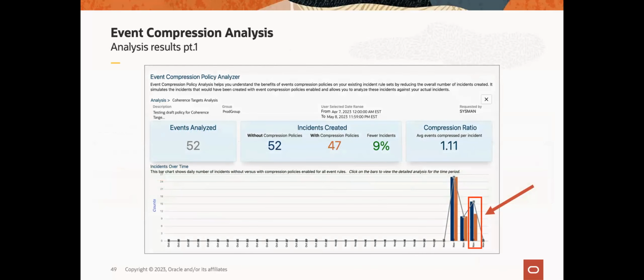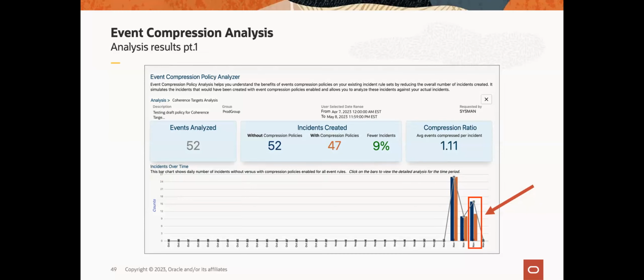And now here's the analysis. From here, you can view how enabling event compression policies would have affected the number of incidents created for the selected time period for the coherence cluster target and its members. The top part of the screen provides a summary of the simulated compression, while the bottom graph provides further visualization of this compression. For example, in the image, 52 events occurred during the last 30 days.